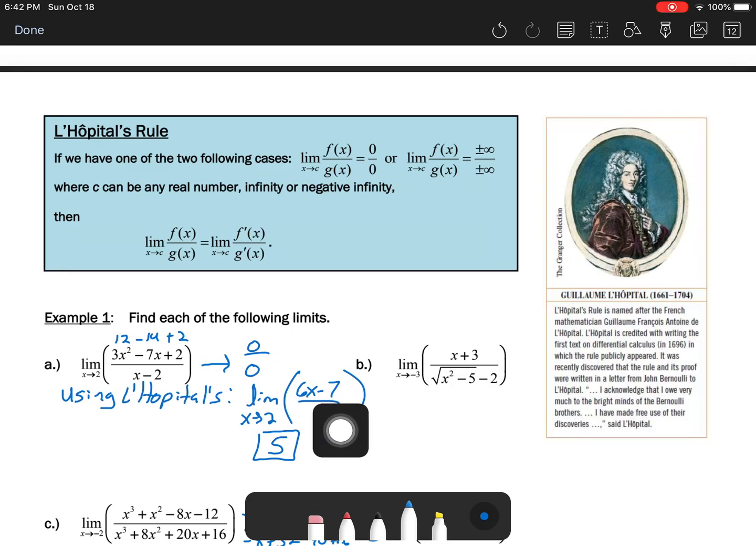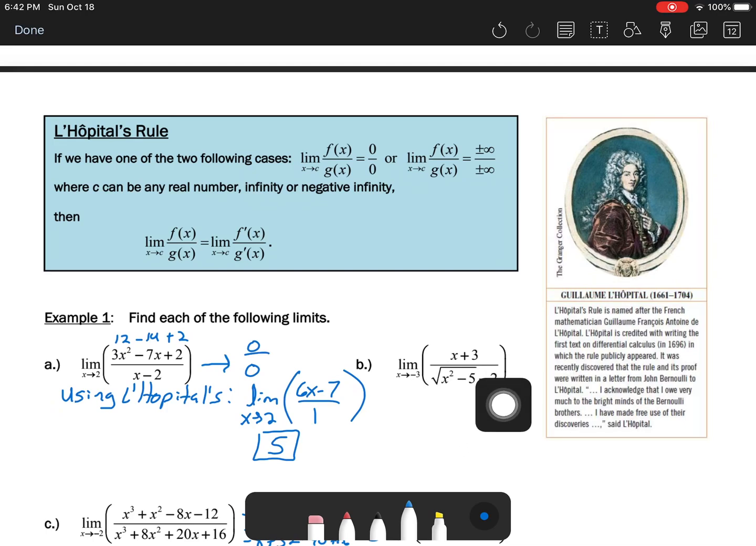So that's how we apply L'Hopital's rule. First we show, oh yeah, we have an indeterminate form. So now we can apply L'Hopital's rule by taking the derivative of the numerator and denominator and then substituting that value in. Okay. All right, next one.